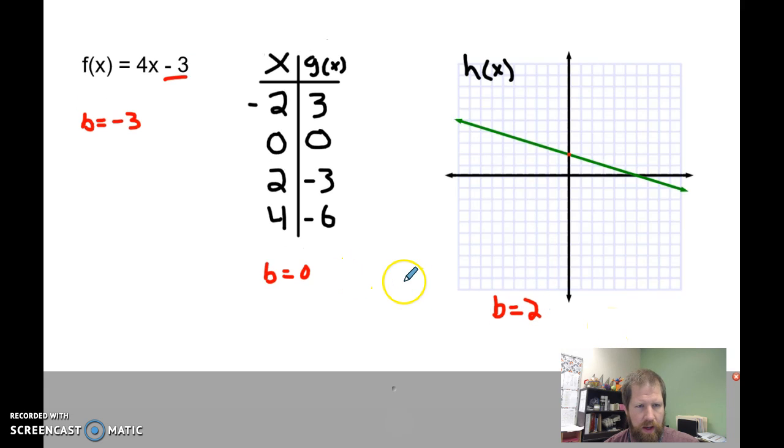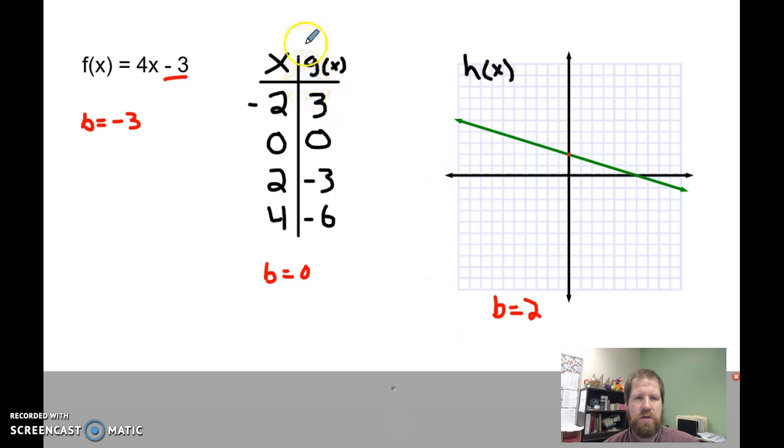And then what we're doing is we're just comparing. Our smallest, our lowest intercept is -3. Our middle intercept is for g of x, and that's at 0. And then our highest intercept is h of x at 2.